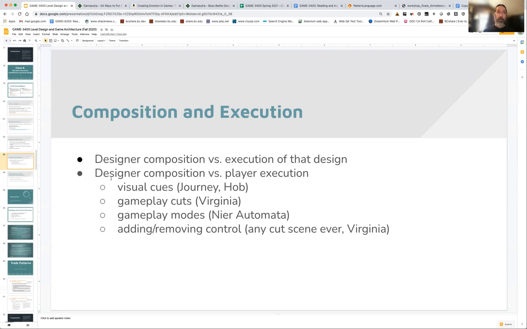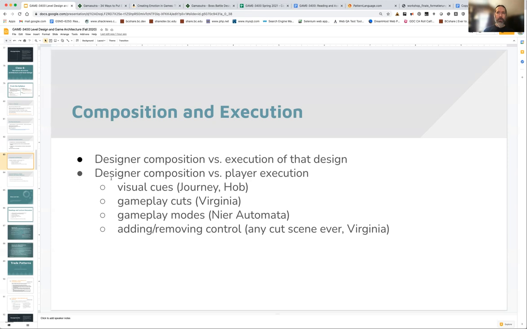Designer composition versus player execution. When you design the level, you're composing how you think it's going to be played, but the player's execution of your design isn't necessarily going to be the kind of behavior you're intending.